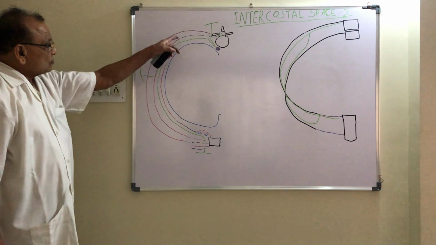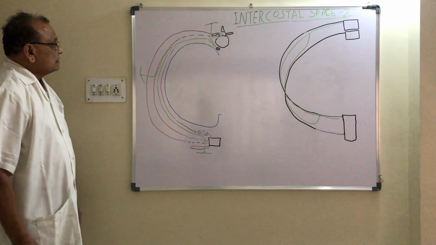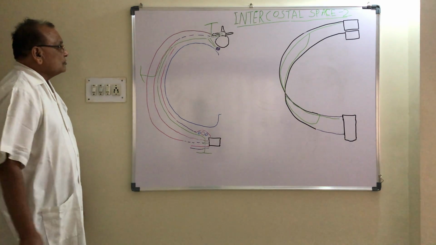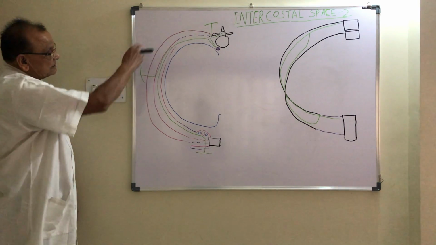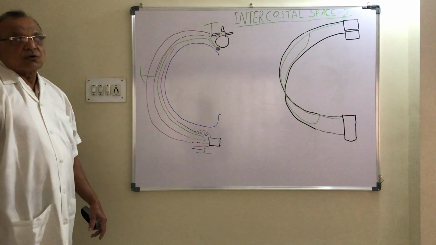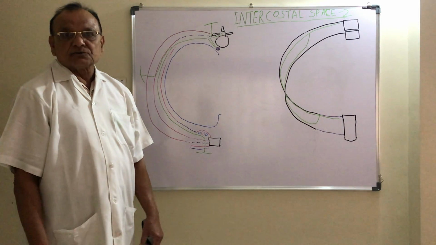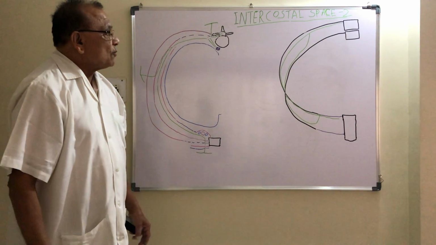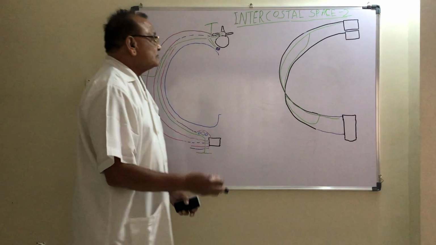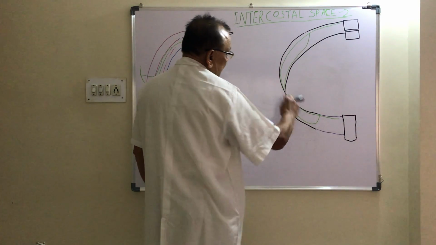Now, in addition to these branches, the intercostal nerve gives one more branch. This is not seen in this section, and this branch is called the collateral branch. Now, for the collateral branch, see this diagram. You are familiar with this figure.